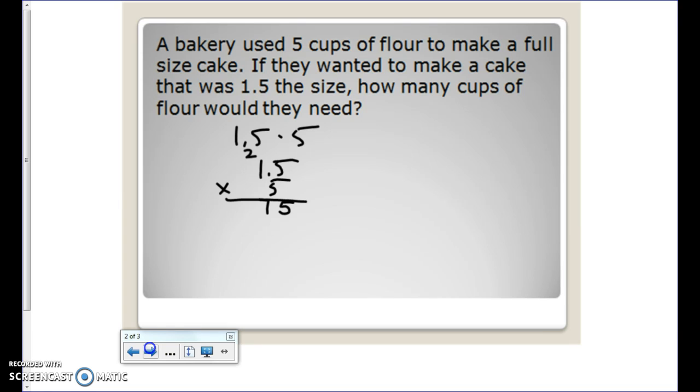So I just need to count my number of decimal places. It looks like I have one number behind a decimal place, so I'm going to move my decimal one place that way. 7.5 cups of flour. Alright, pretty straightforward. When you think of it, you try to think of those key terms like product and times. Those are all indicators of multiplication.